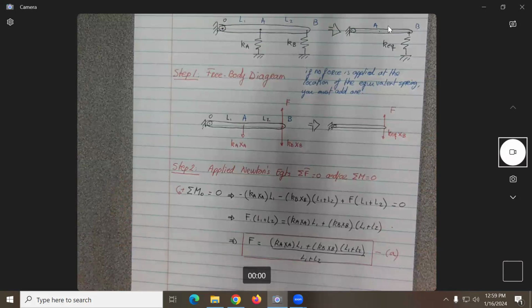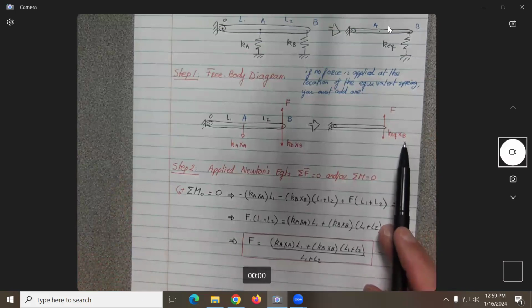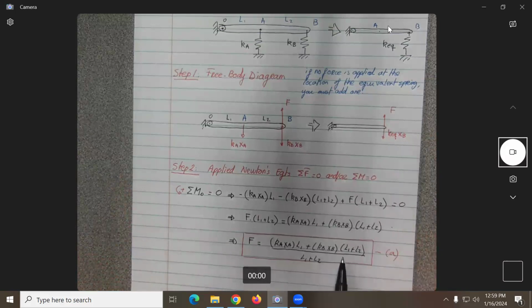So basically what we need to do is try to compare this equation to this equation. What is the problem here is that this needs to be a function of X sub B, no? And this equation here is a function of X sub B and X sub A. Can we find a relation between X sub A and X sub B? Okay, so that's what we do next.